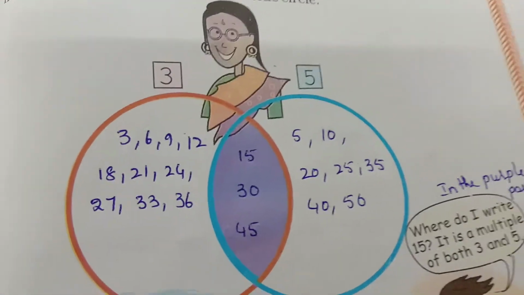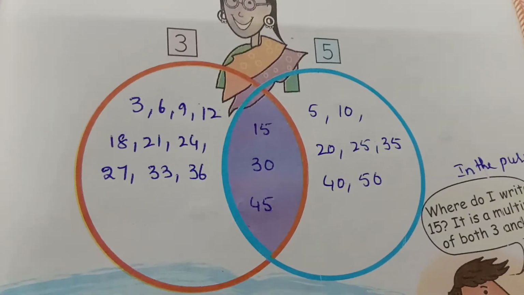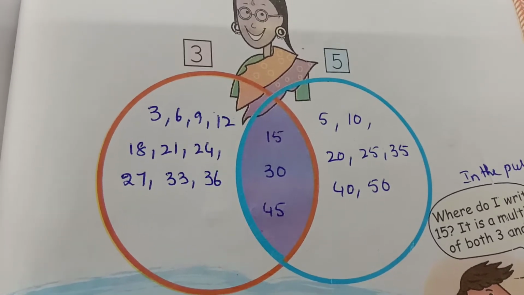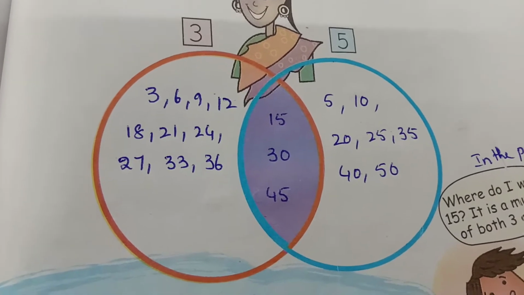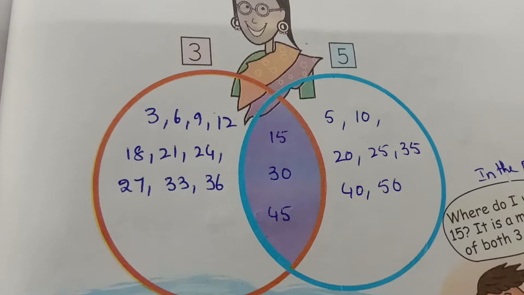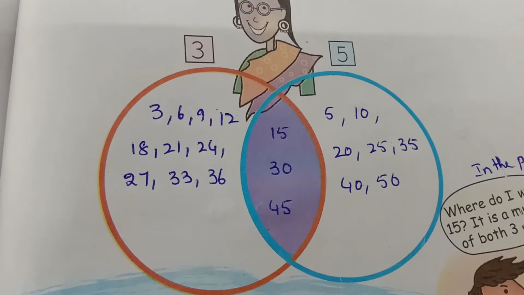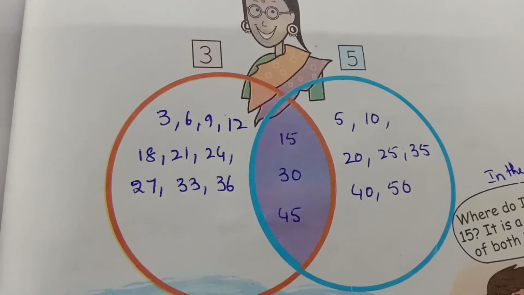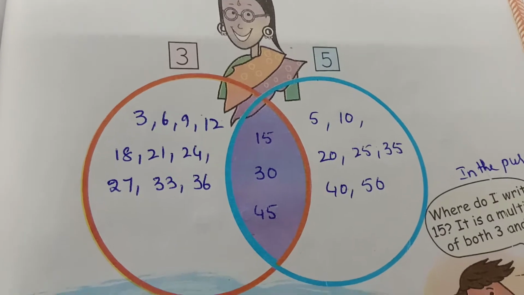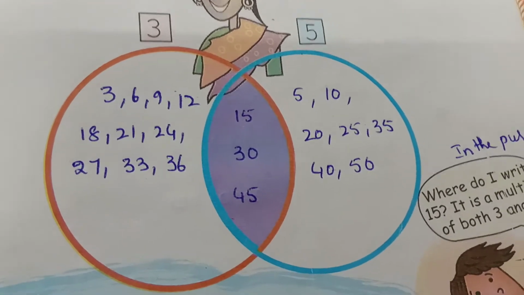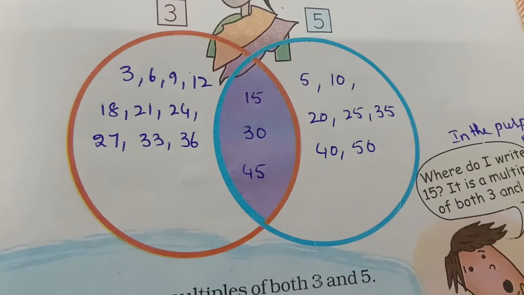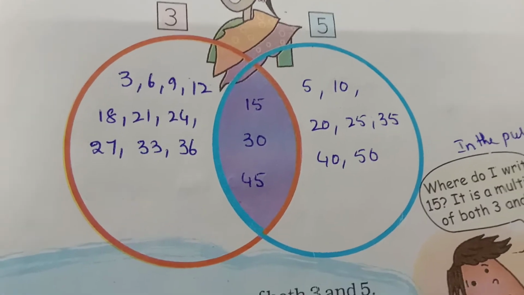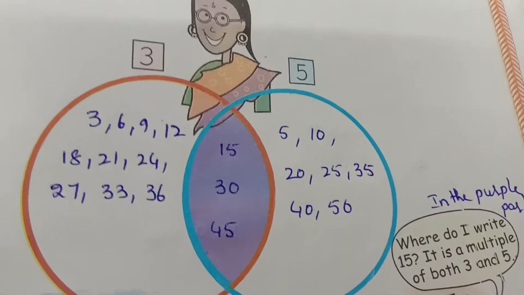Now how to write? Think of a number, 1. 1 is not a multiple of 3 or 5, so leave it. Then take 2. Similarly, 2 is also not a multiple of 3 or 5. Then take 3. Yes, 3 is a multiple of 3 but not 5, so write it in the red circle. Then 4. 4 is not a multiple of 3 or 5. Next 5. Yes, 5 is a multiple of 5. Write it in the blue circle. 6 is a multiple of 3. Write it in the red circle. Then 7 and 8 are both not multiples of 3 or 5.